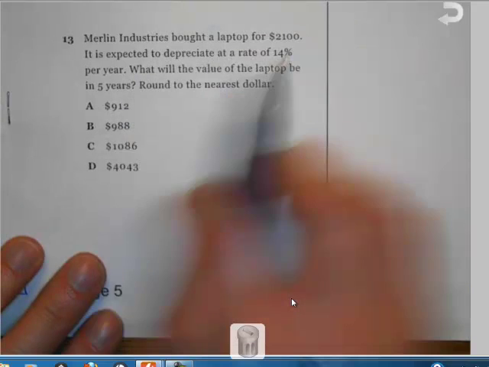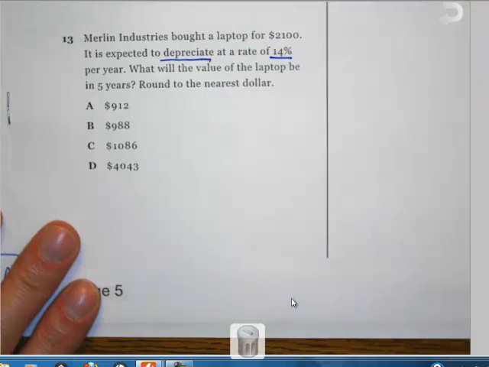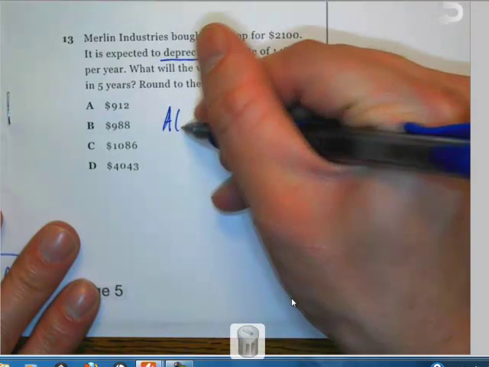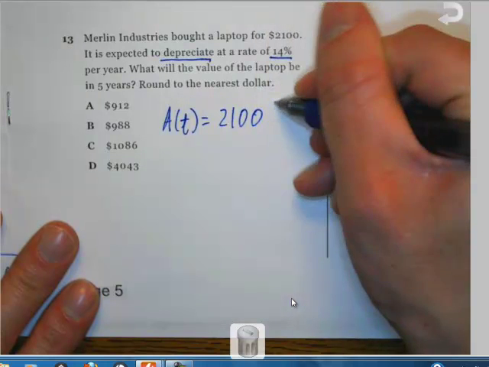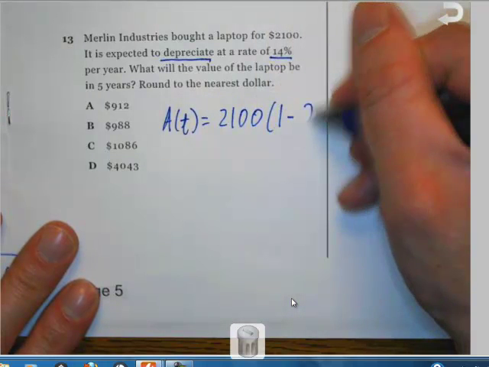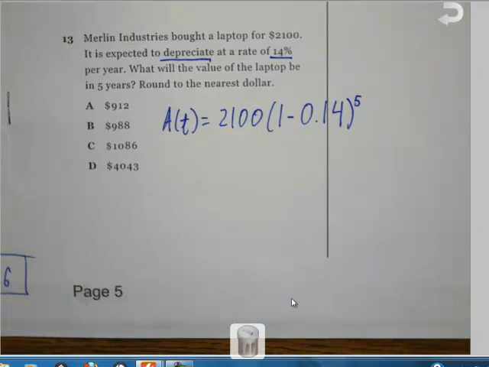Alright, now let's take a look at number 13. Merlin Industries 2100, it is expected to depreciate at a rate of 14%. So what you've got is your amount as a function of time is equal to the 2100, which is your leading coefficient, times 1 minus 0.14, and you are evaluating the function where x is equal to 5.